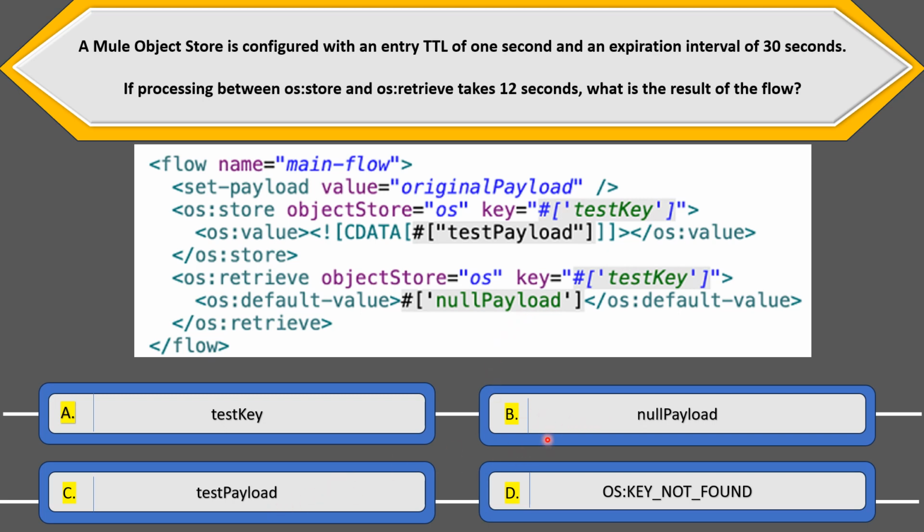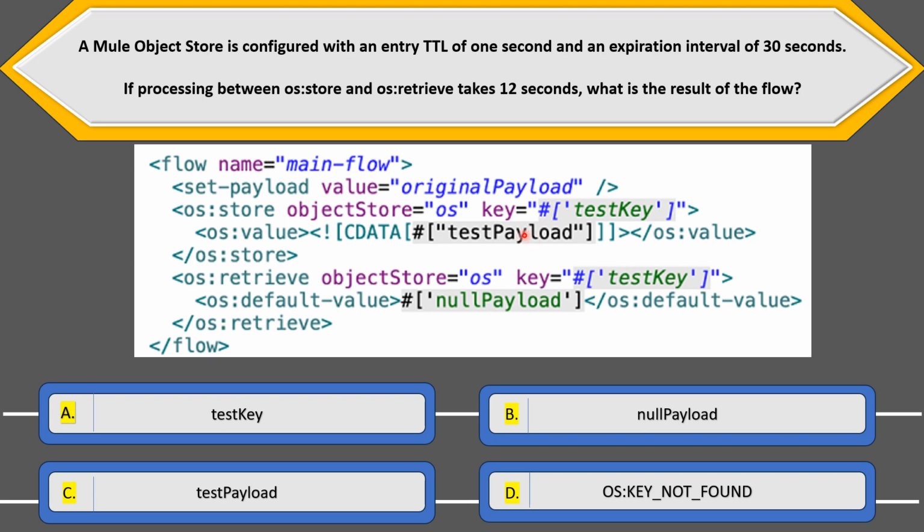But again, as we discussed, though the entry detail is 1 second, the expiration interval is 30 seconds, which is quite more than the processing time between OS store and OS retrieve, which is about 12 seconds. So after we store, something happens for 12 seconds, and after 12 seconds, when this retrieve activity gets executed, this key value pair will still exist in object store, as it is quite less than 30 seconds, and we should be able to get the value as the test payload.